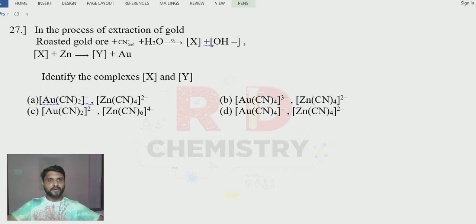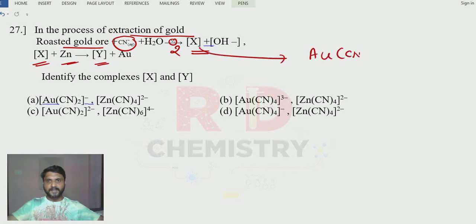Question number 27 is the process of extraction of the gold. Roasted gold ore treated with the cyanide aqueous solution, oxygen is passed to give X. X is treated with the zinc to give Y. Okay, so it is the hydrometallurgy of the gold and silver process. So here complex is a gold complex Au with the number of ligands equal to 2 in number. Therefore, total charge will be equal to -1 because gold has got +1 state, undergoes oxidation. In the second stage it undergoes reduction using zinc.